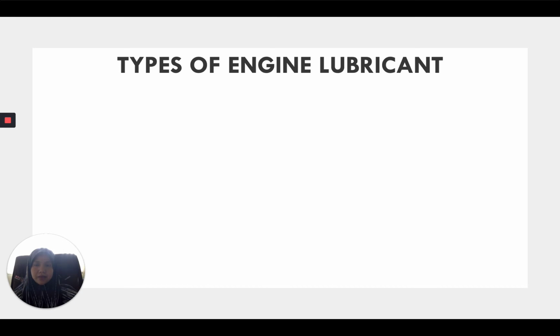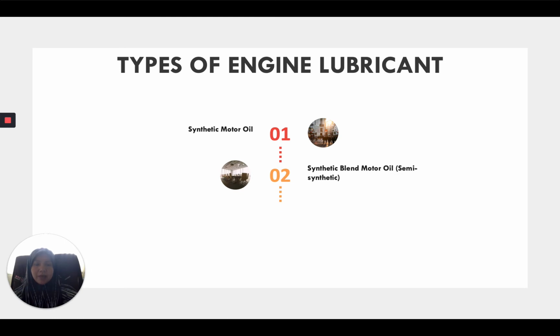And we have a few types of engine lubricant. The first one is synthetic motor oil. This motor oil is a chemically engineered product where oil molecules are more uniform in shape with fewer impurities and better properties. In general, synthetic oil has better extreme high temperature and low temperature performance and is generally formulated with higher performing additives.